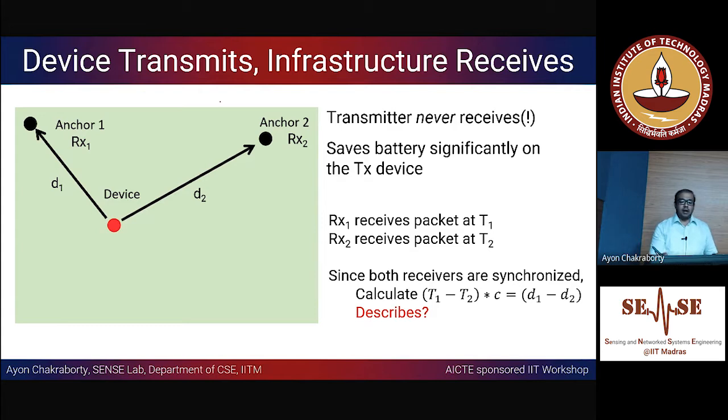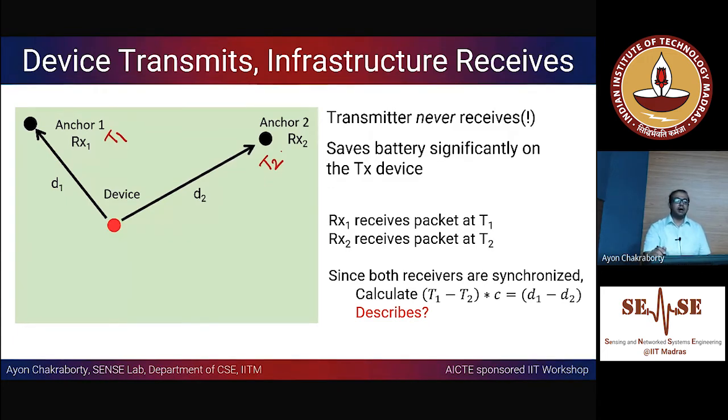Now I have already given you the description of how things are laid out. RX1 and RX2 are going to receive the packet at timestamps T1 and T2. I have made this one as T1. It receives the packet at timestamp T1, and the other receives the packet at timestamp T2. The difference of these times is basically the time difference of arrival. That multiplied by C is going to give me D1 minus D2.